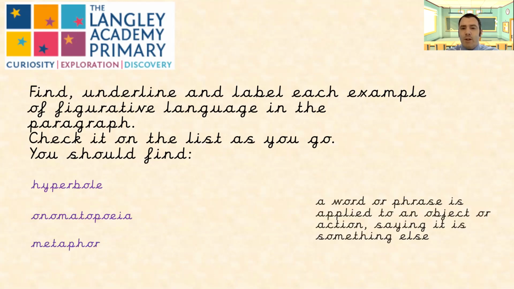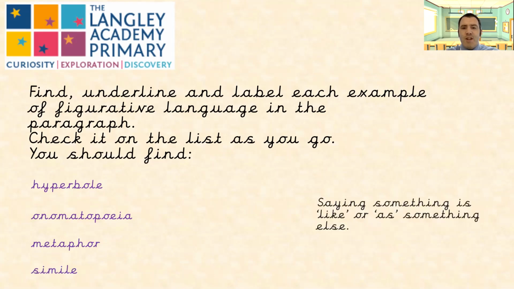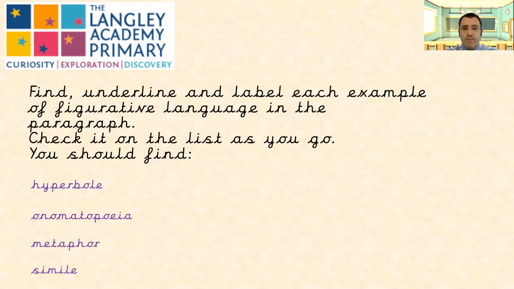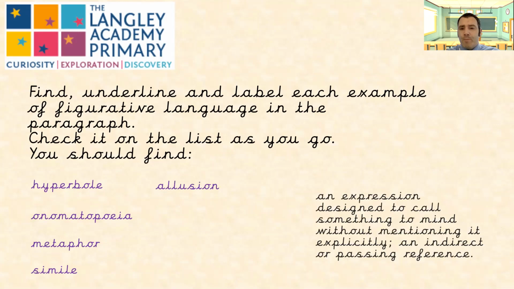A metaphor, a word or a phrase that's applied to an object or an action, saying it is something else. A simile, saying something is like or as something else. As quick as a flash would be an example of a simile. An allusion, an expression designed to call something to mind without mentioning it explicitly. An indirect or passing reference.